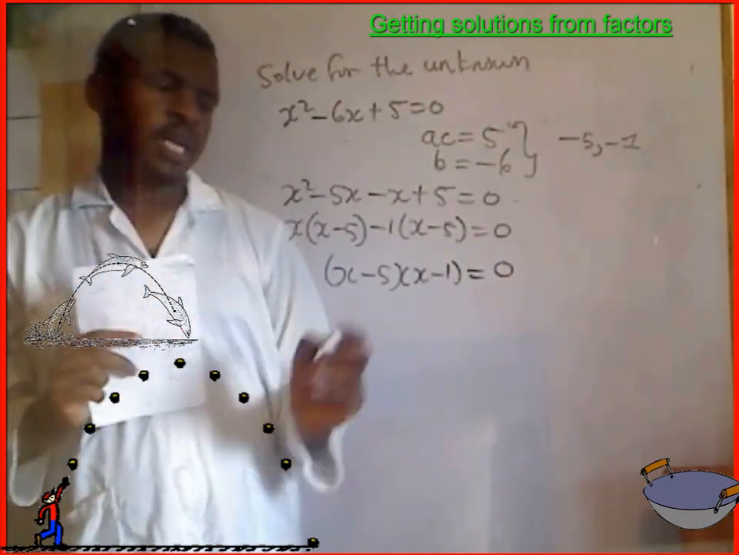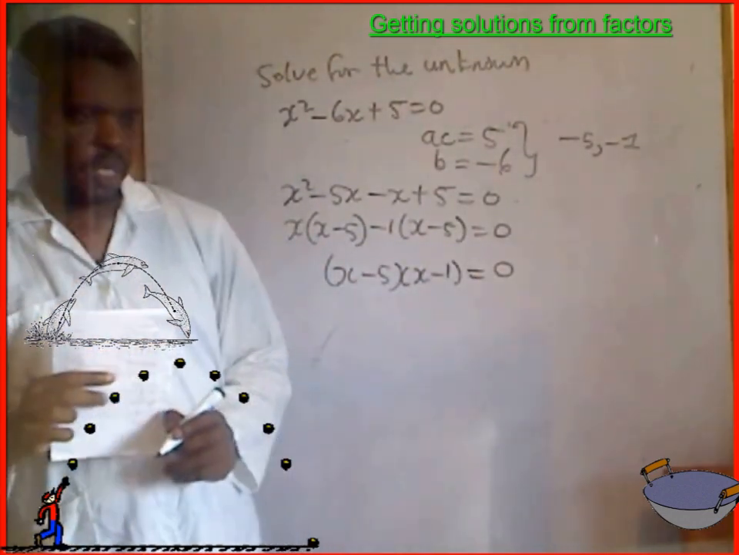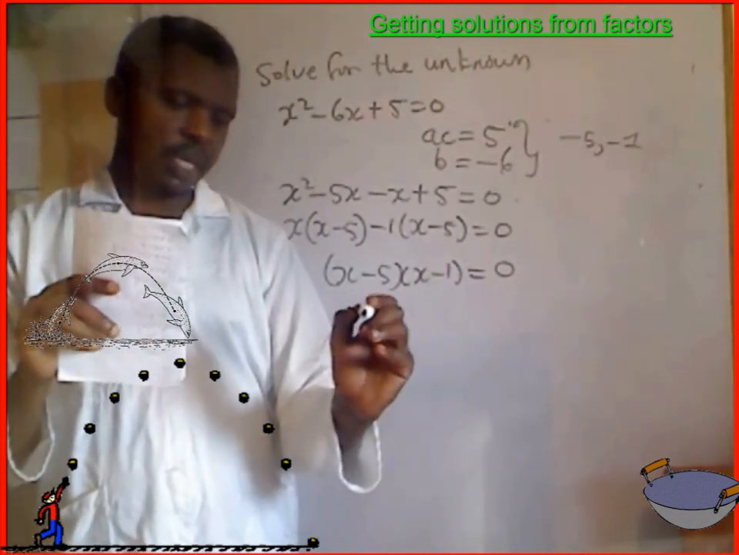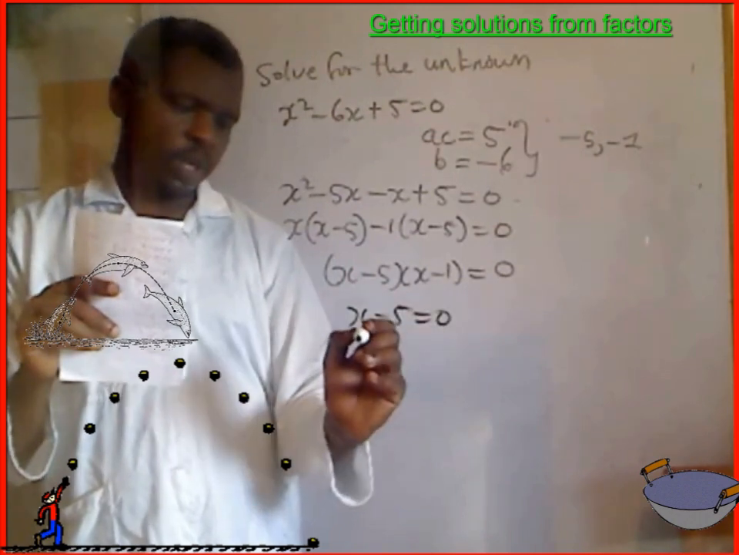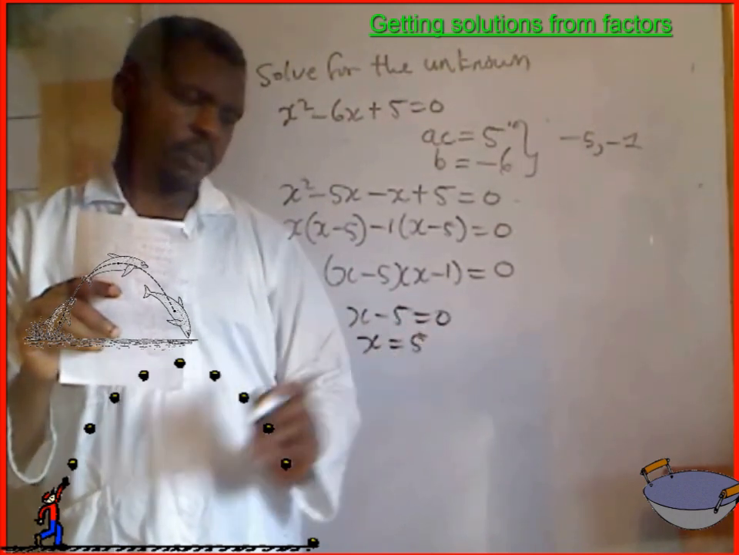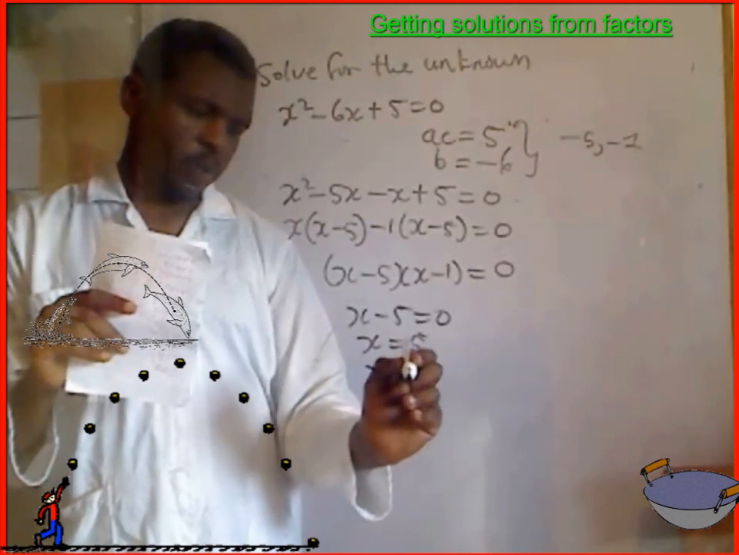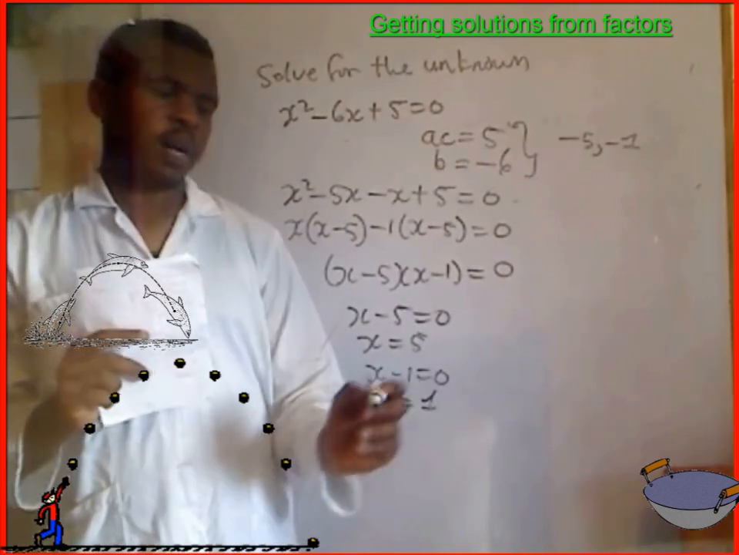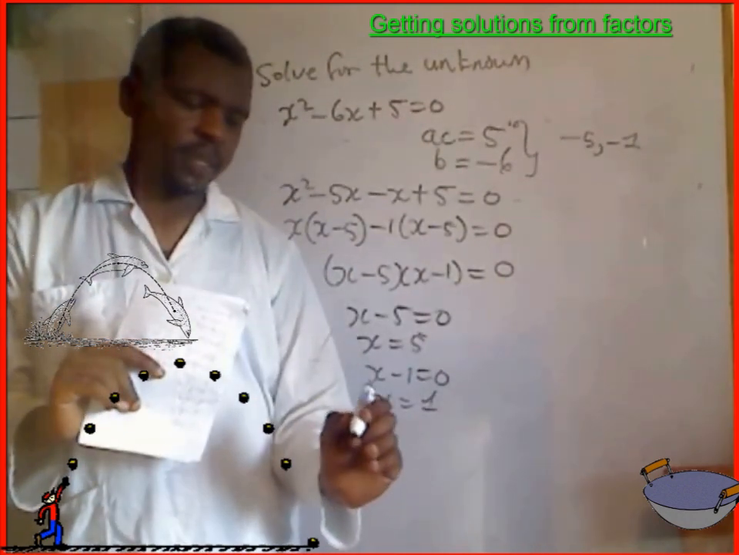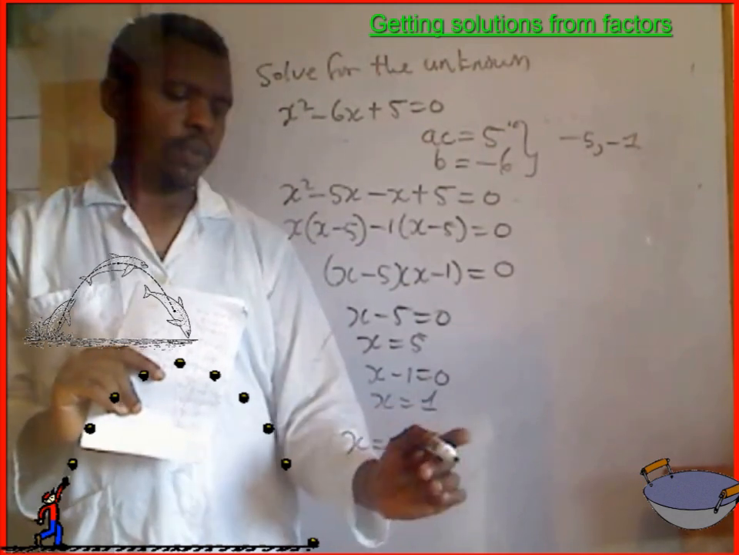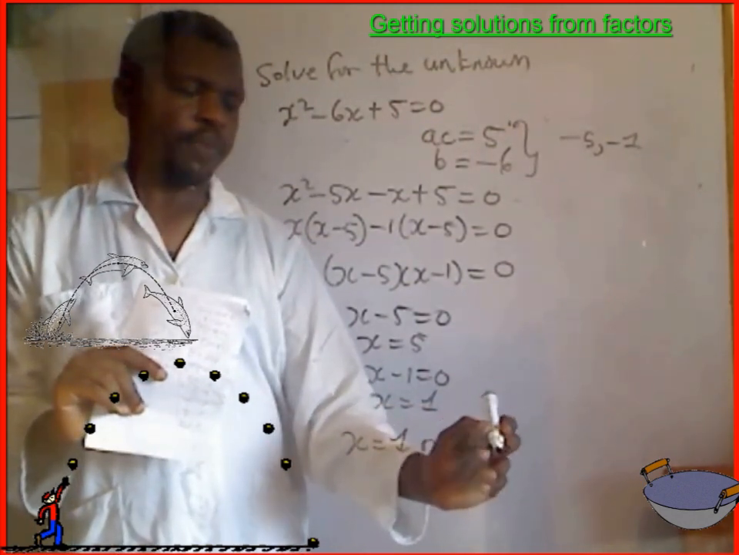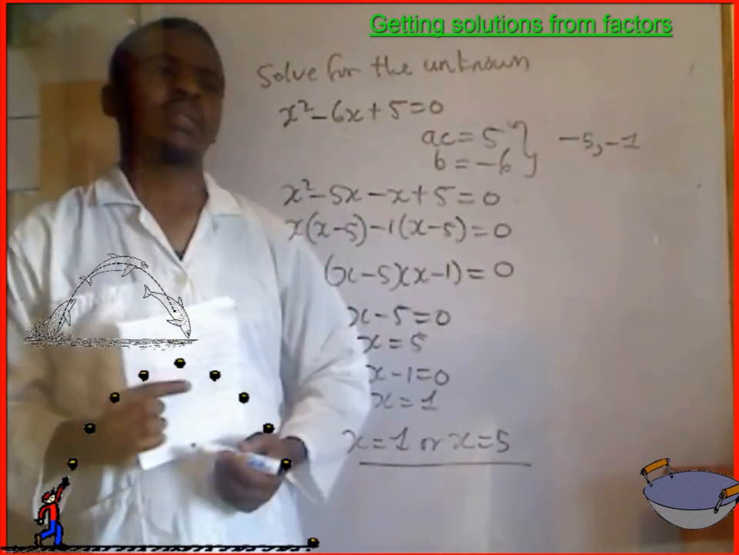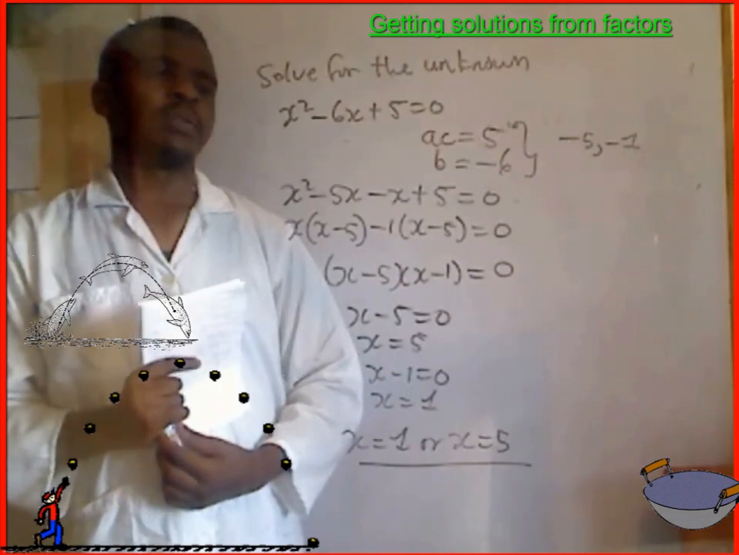As we said earlier, if two numbers are multiplied and give us 0, it therefore means that one of the numbers should be 0. At one time, it is x minus 5 that is equal to 0, so you have x is equal to 5, or it is x minus 1 that is equal to 0, so I have x that is equal to 1. So here we have two values for x. x is either 1 or x is equal to 5. So we have solved this equation for the unknown value.